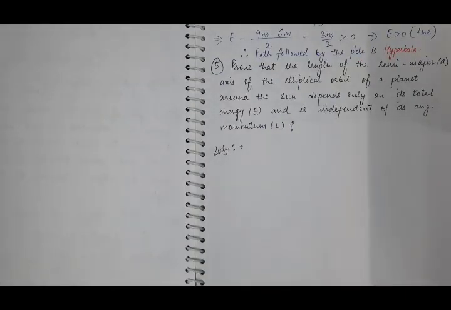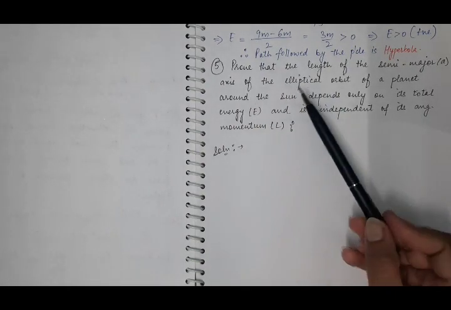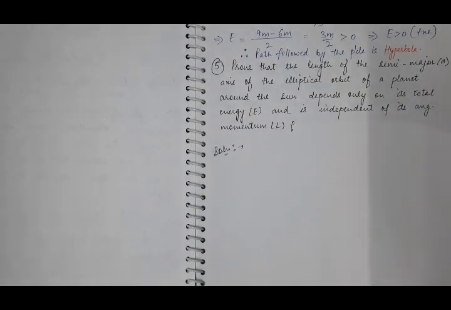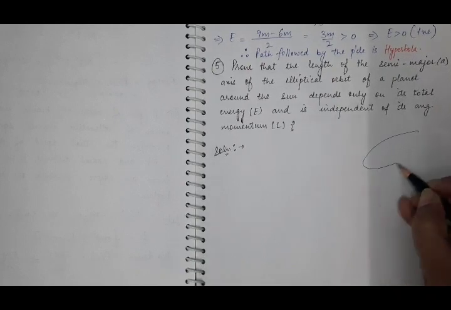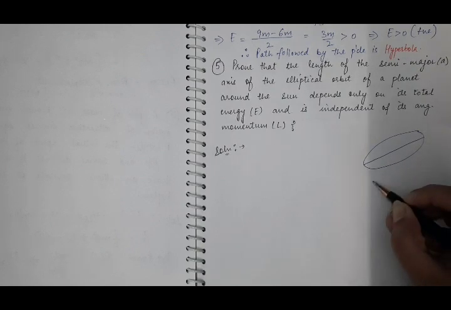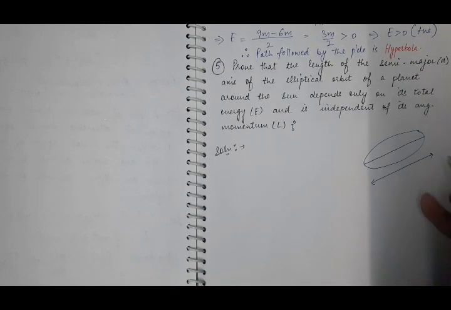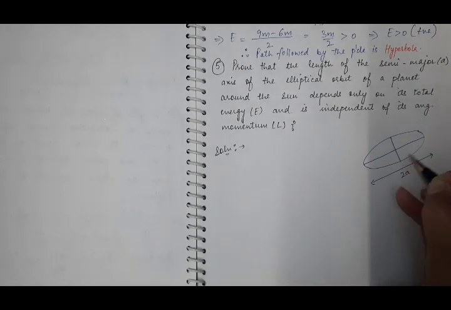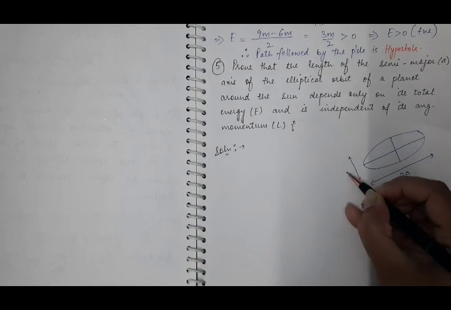Now in the next numerical, we have to prove that the length of the semi-major axis of the elliptical orbit of a planet. We know that planets follow elliptical paths and the ellipse has two axes, major axis and minor axis. So suppose this is an ellipse. This is the major axis of the ellipse whose length is 2a, and this is the minor axis of the ellipse whose length is 2b.